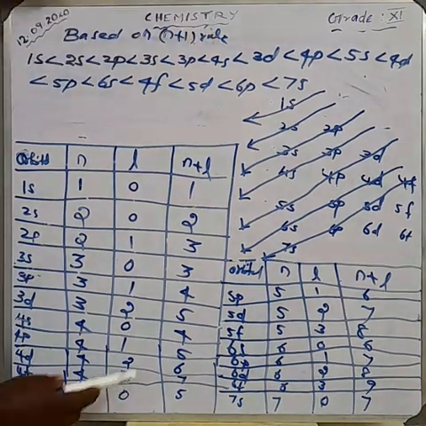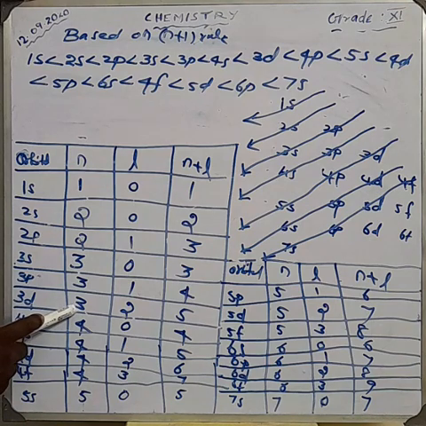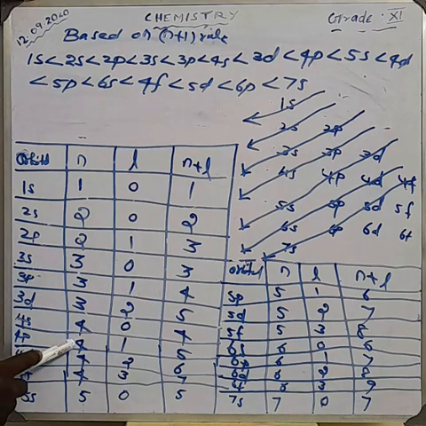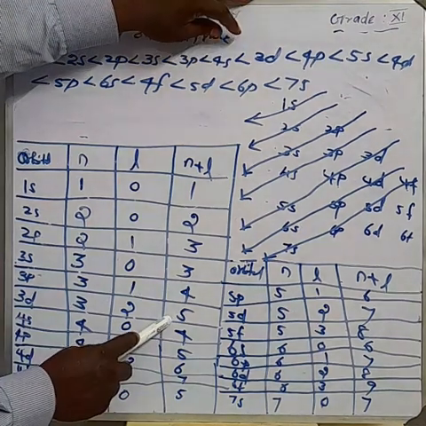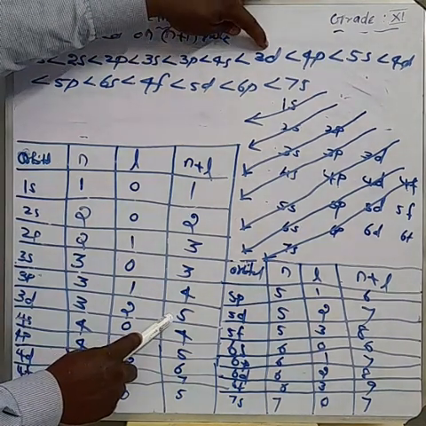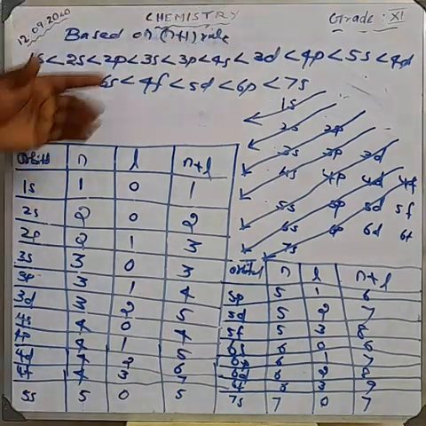Next, the 5. We are comparing the 5. 3d also has 5, 4p also has 5, and 5s also has 5. Can you say which has the low energy? 3d has the low energy because n is equal to 3. Next one, 4p has the low energy, that is n is equal to 4. Okay, we are writing like that only. That means 3d, after that 4p, after that 5s.